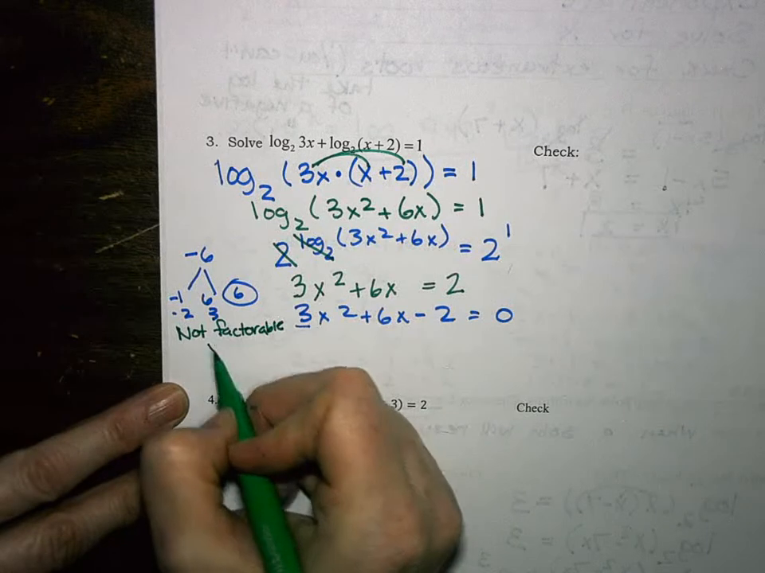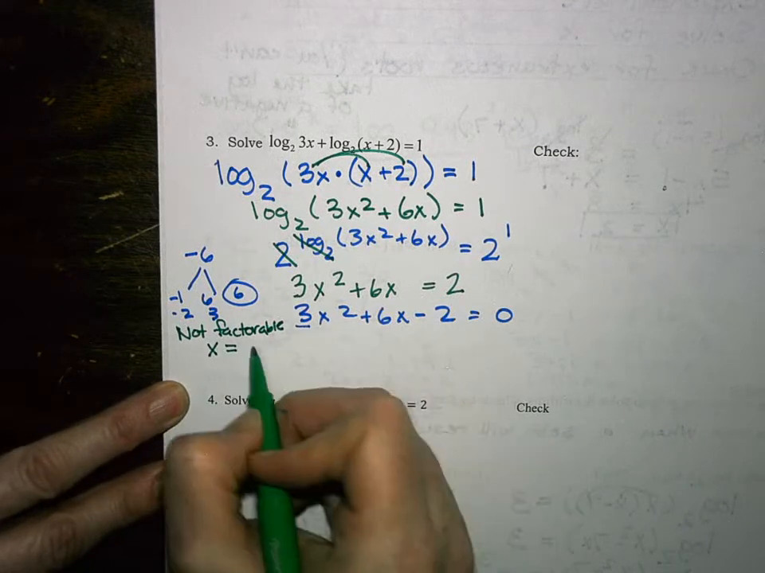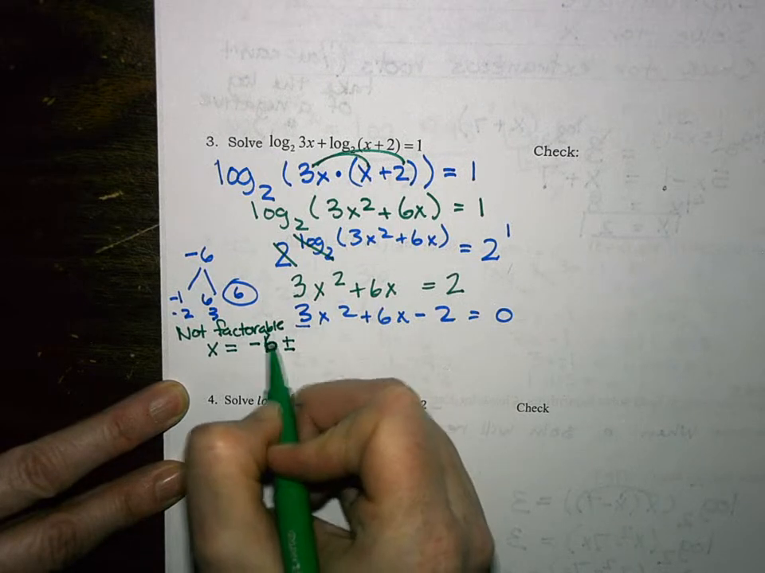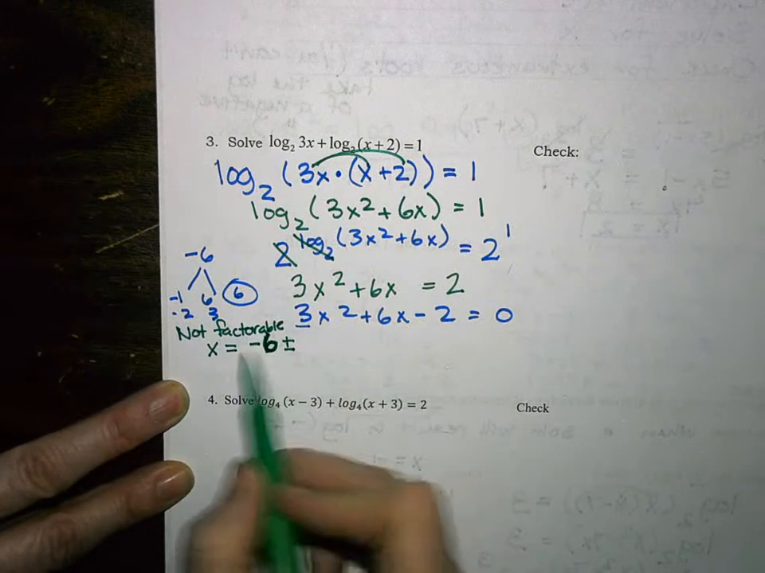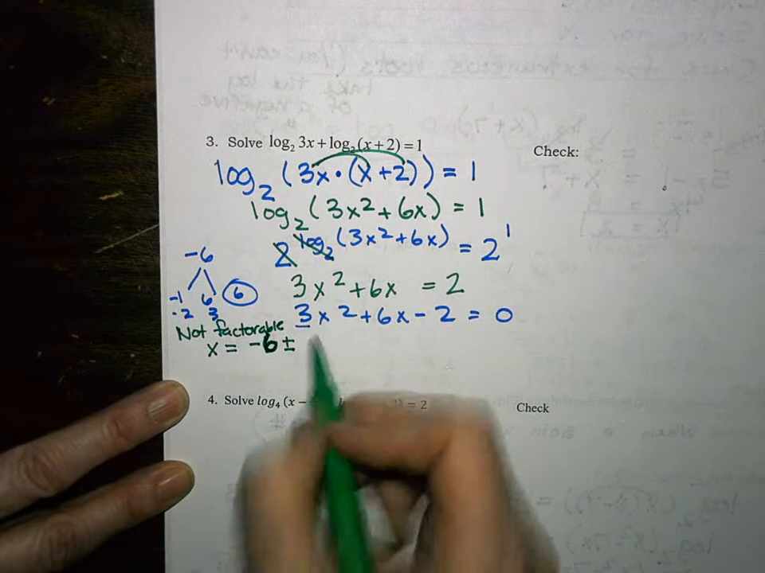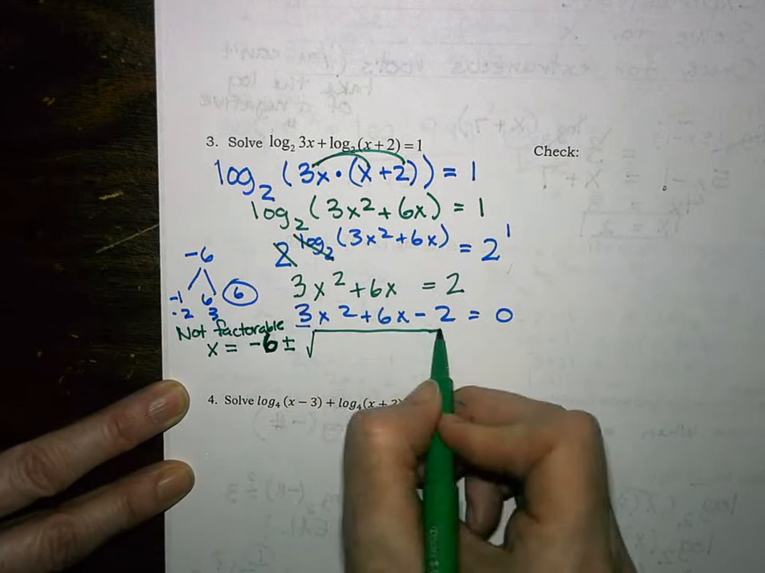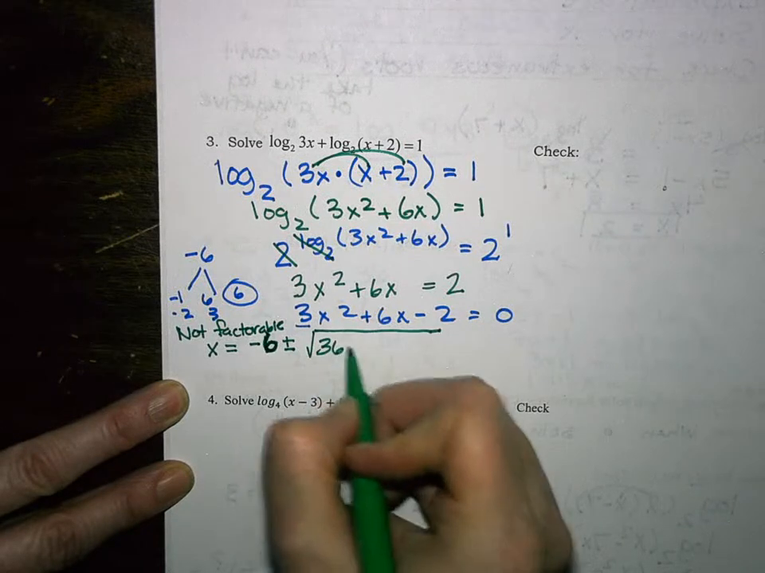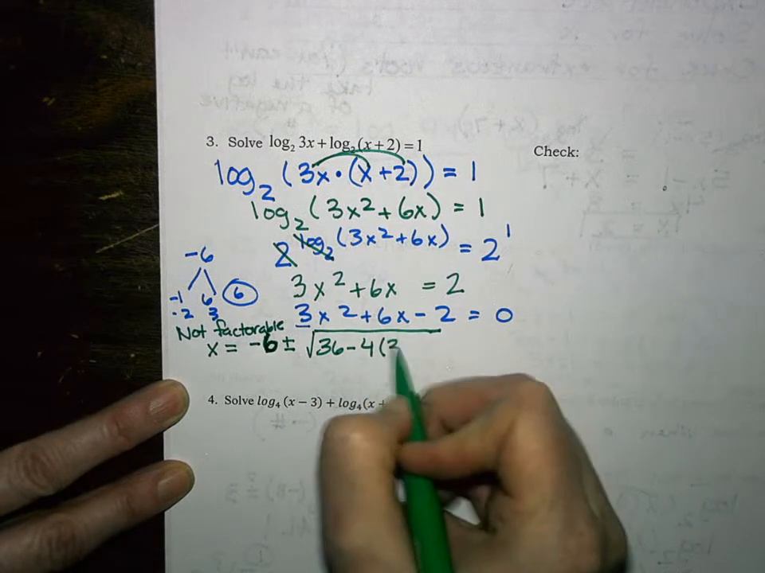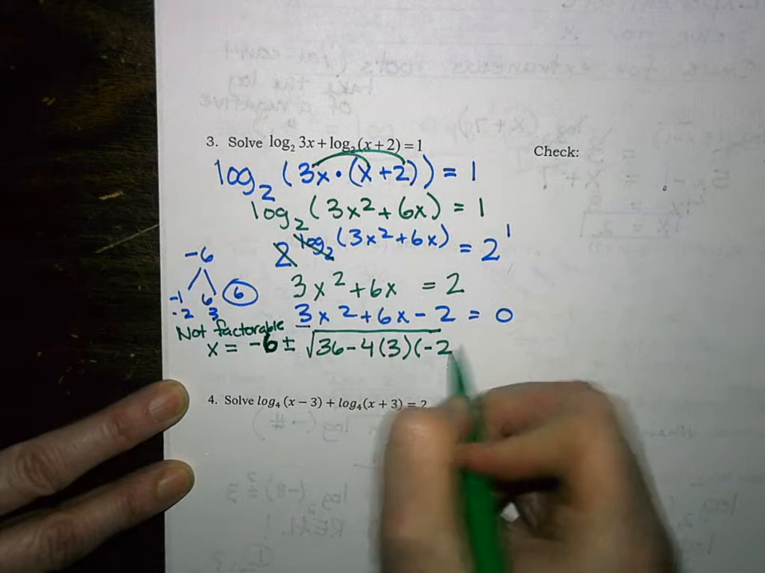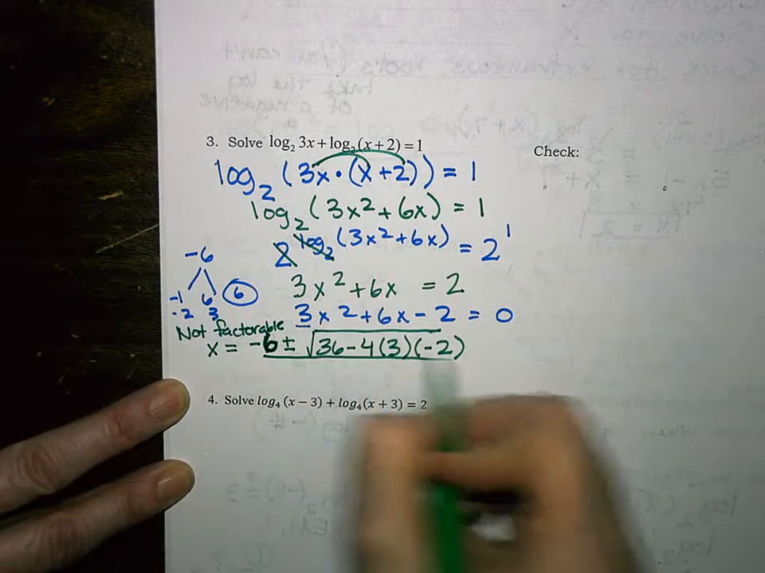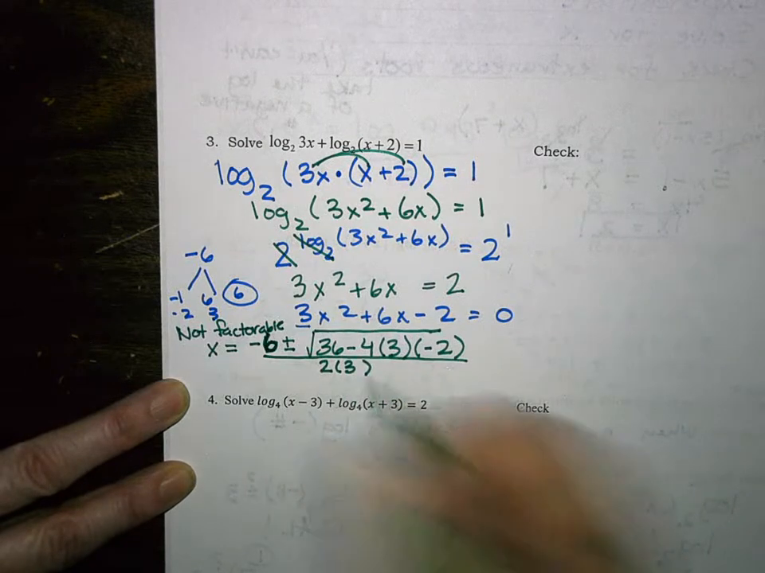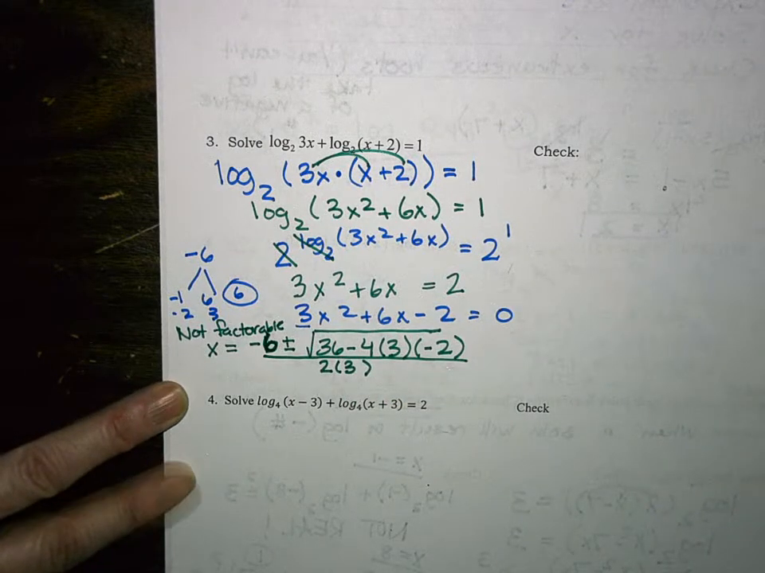Well, I use the quadratic formula. So, x is equal to negative b plus or minus the square root of b squared. Negative b is -6. What is b squared? 36 minus 4 times 3 times -2, all over 2 times a, 2 times 3.